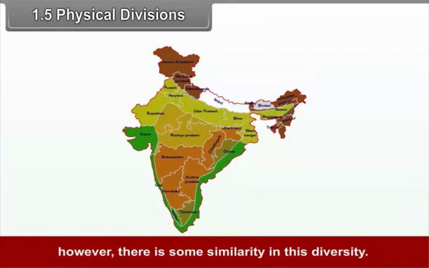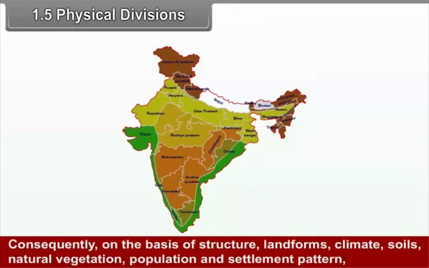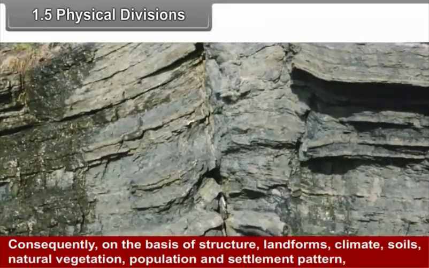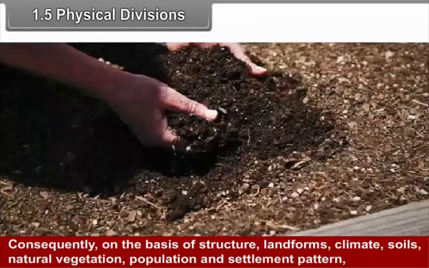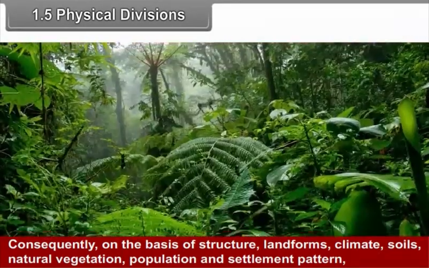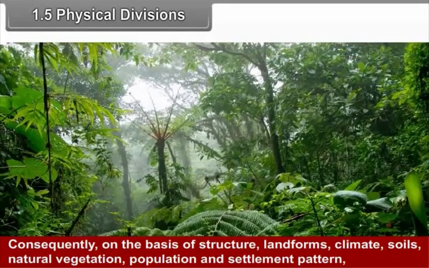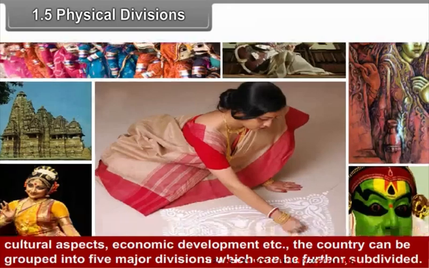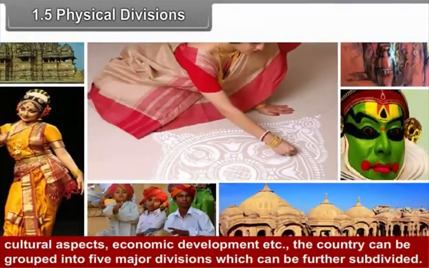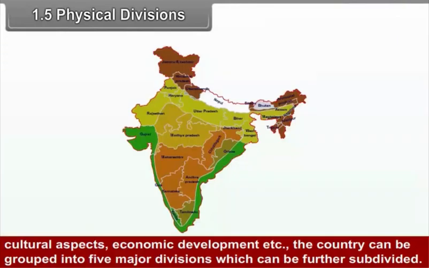However, there is some similarity in this diversity. Consequently, on the basis of structure, landforms, climate, soils, natural vegetation, population and settlement pattern, cultural aspects, economic development, etc., the country can be grouped into 5 major divisions which can be further subdivided.